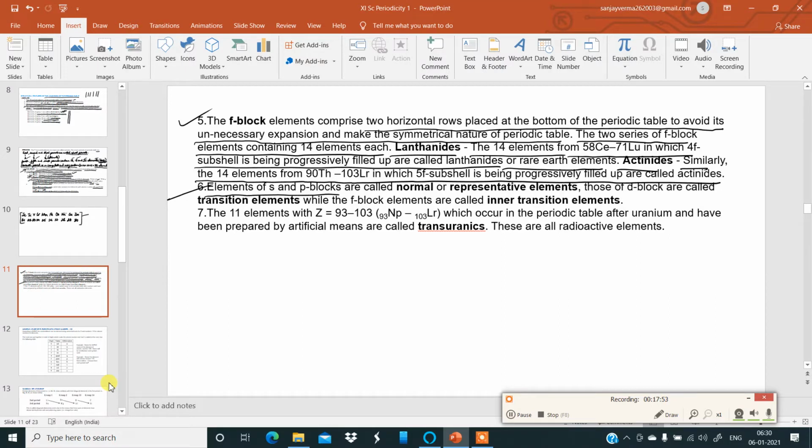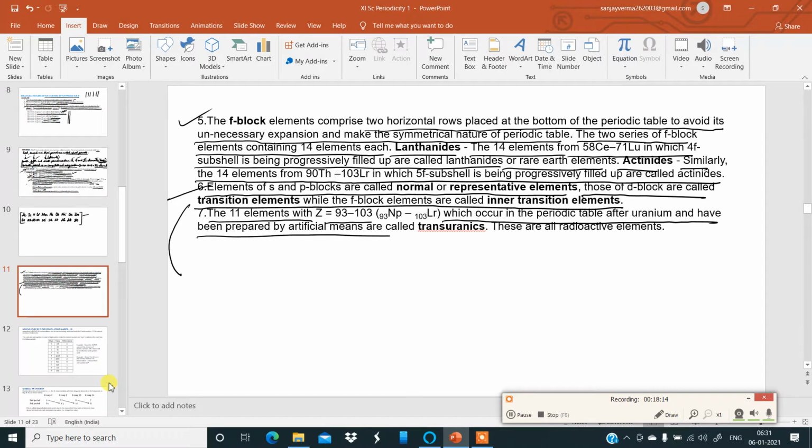Number 6. Elements of S and P block are called normal representative elements. I have told you that already. Those of D block are called transition elements, while the F block elements are called inner transition elements. The 11 elements with Z 93 to 103, which occur in the periodic table after uranium and have been prepared by artificial means, are called transuranics. Transuranics are radioactive elements.